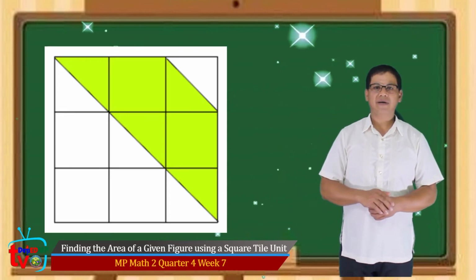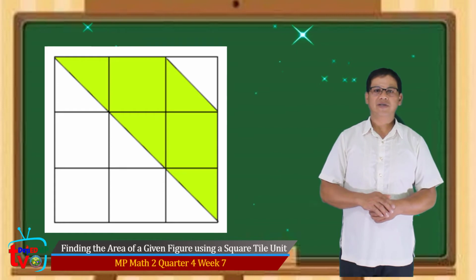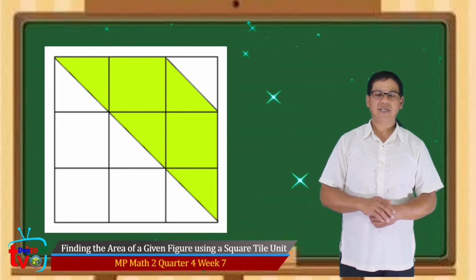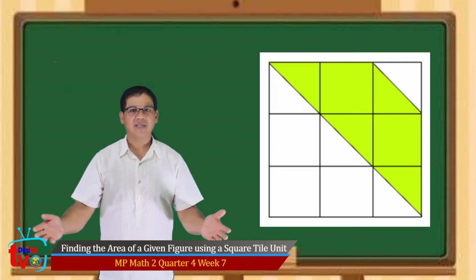This time, let us have this figure. We will find the area of the colored squares and triangles that compose the figure. How many colored squares can you see?